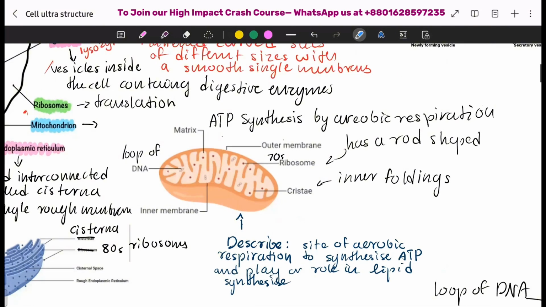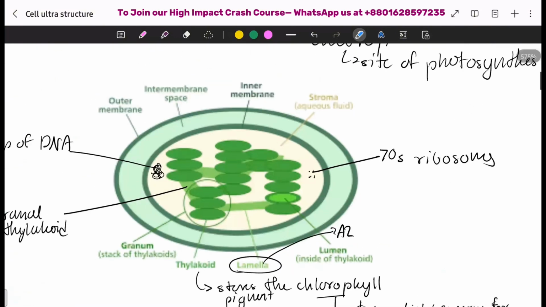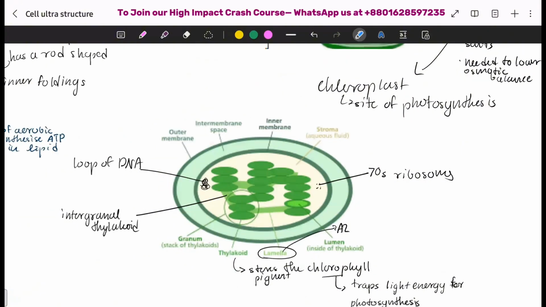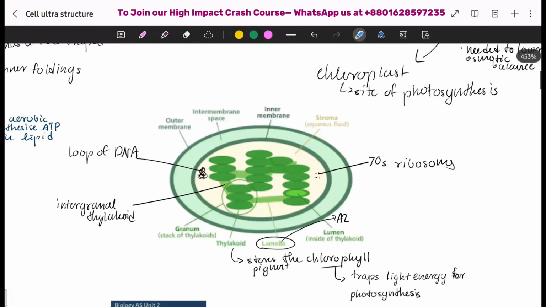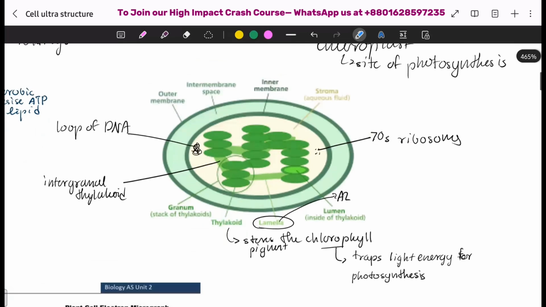And there's a loop of DNA, and there's intergranal thylakoid. The thylakoid will basically store the chlorophyll pigment, and we know chlorophyll traps light energy, which will be used for photosynthesis, okay? So that's the function of thylakoid.